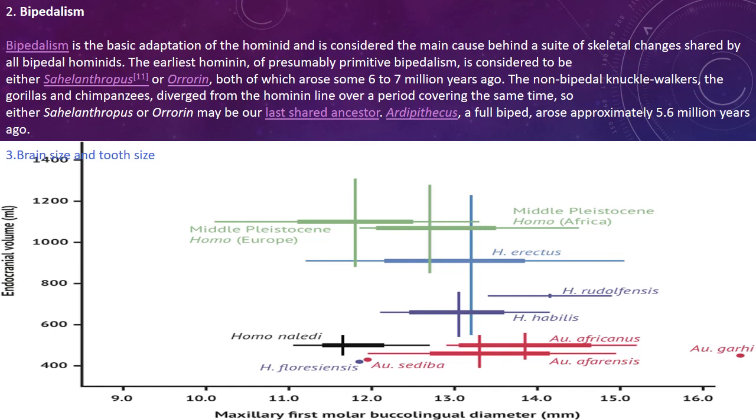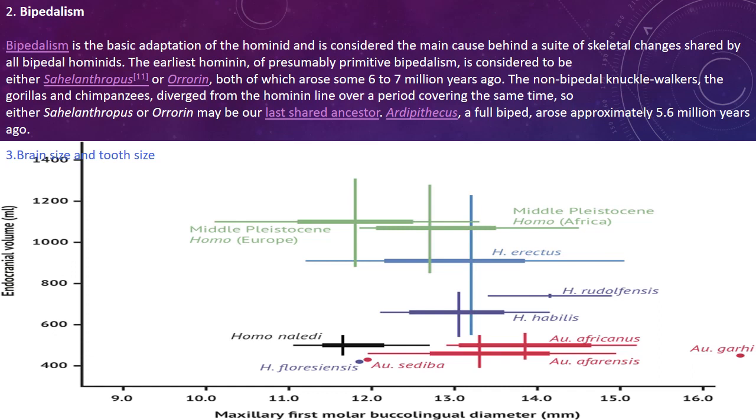The non-bipedal knuckle walkers, the gorillas and chimpanzees, diverged from the hominin line over a period covering the same time, so Sahelanthropus or Orrorin may be our last shared ancestor. Ardipithecus, a full biped, arose approximately 5.6 million years ago.